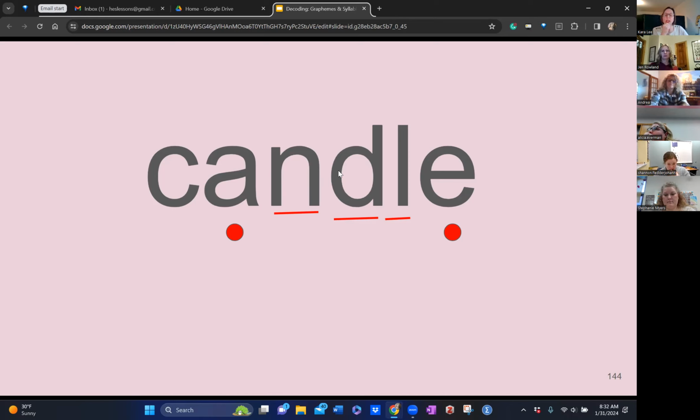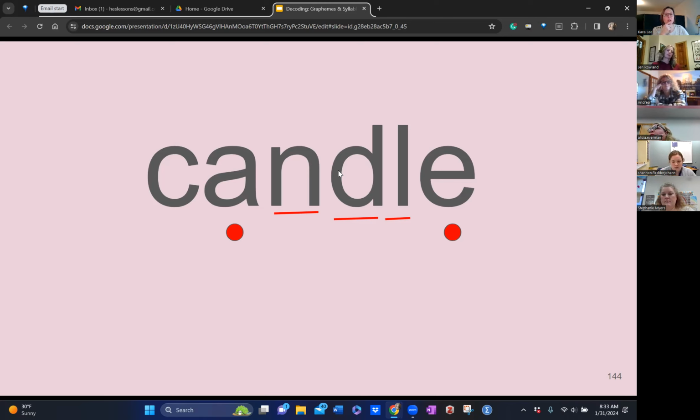Do I have only two consonants here? Nope, I got three. What's my rule for how to know where to divide three consonants? Up until now, what have they been taught to do? Yes, Laura, good way to put it. Think about what likes to be together, right? What are those clusters, those consonants that like to cluster together?